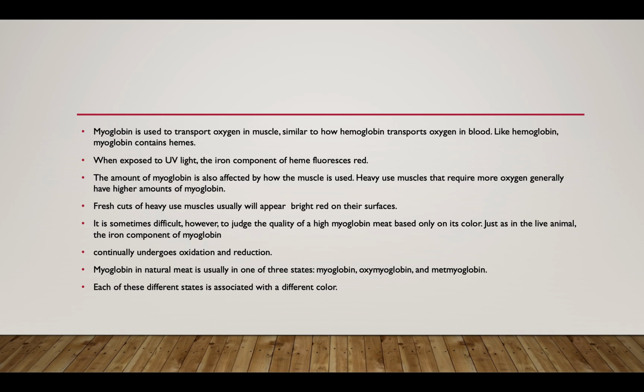Just as in live animals, the iron component of myoglobin continuously undergoes oxidation and reduction reactions. Myoglobin in natural meat is usually in one of the three states: myoglobin, oxymyoglobin, and metmyoglobin. Each of these has a different state in association with different colors.